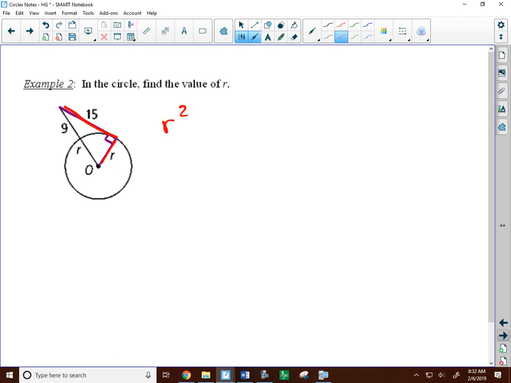So we got a squared plus b squared, r squared plus the 15 squared. And then the c value, notice that this is the radius and this length here is 9. So our c value is r plus 9 or 9 plus r. Sometimes students want to say r times 9. Okay, so if we work it out, we're going to get r.